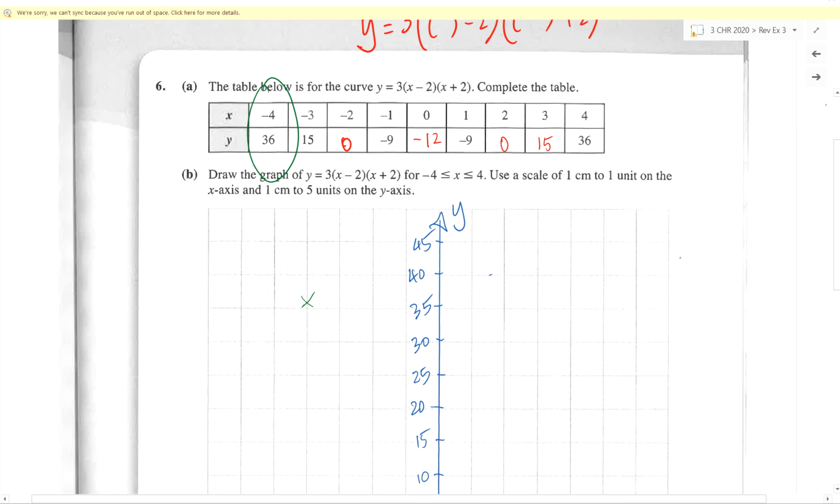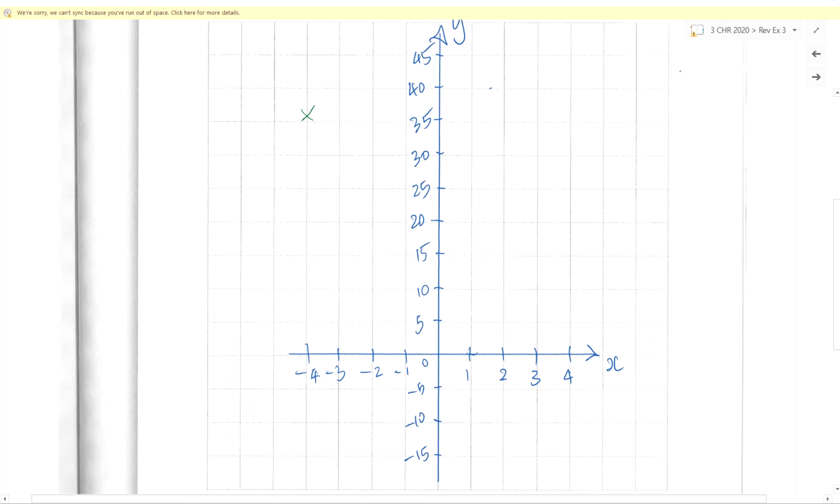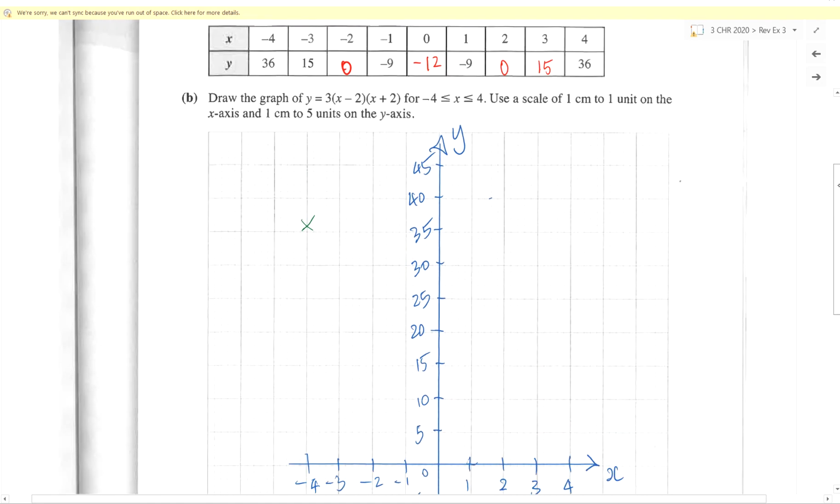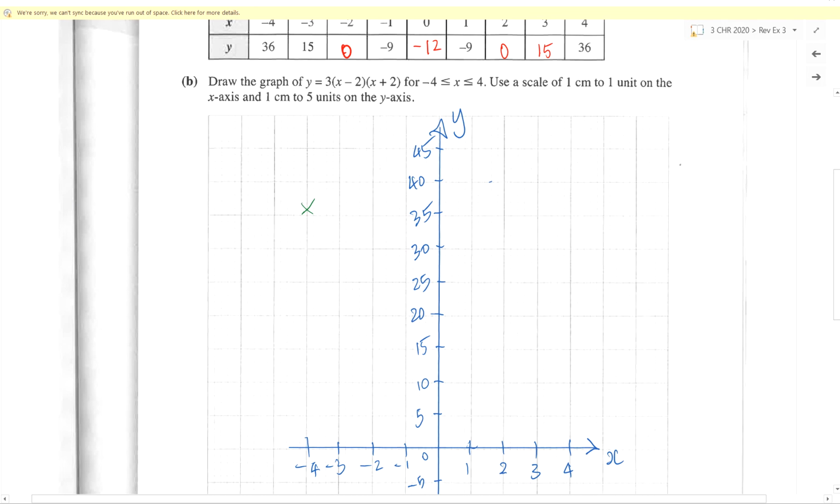Okay, next one, block -3 and level 15. So block -3 is here. Level, what did they say? 15, level 15. Level 15 over here. So mark it out. Next, block -2, level 0. Mark it out.